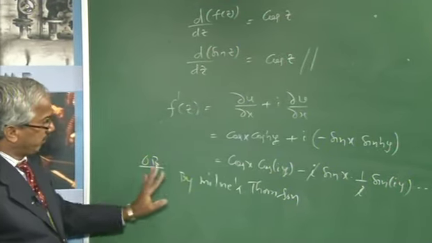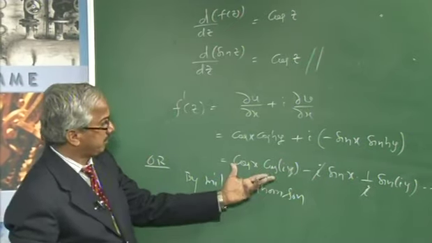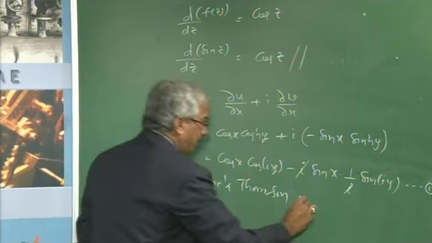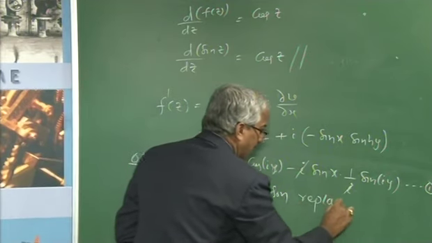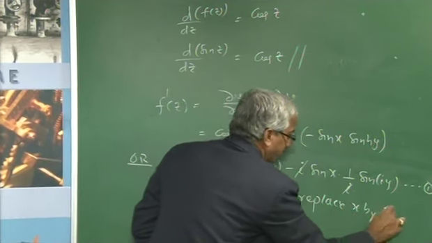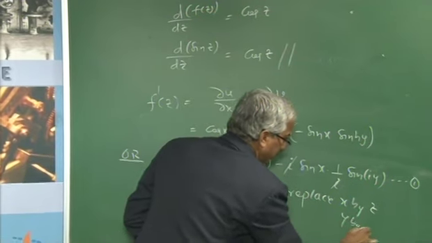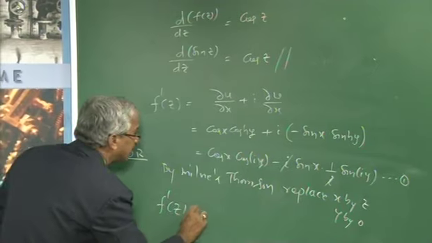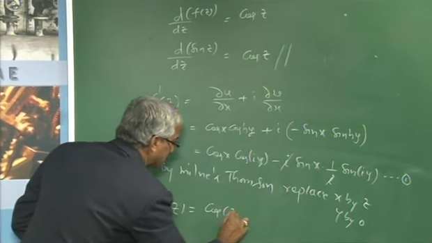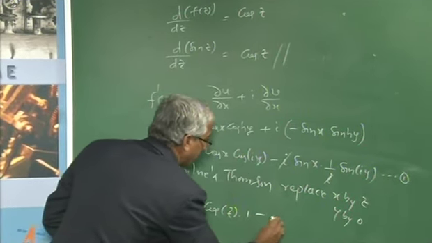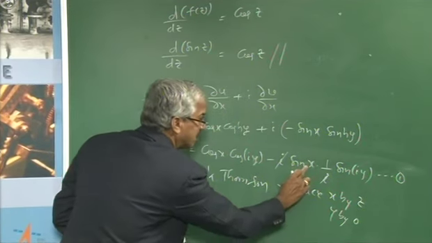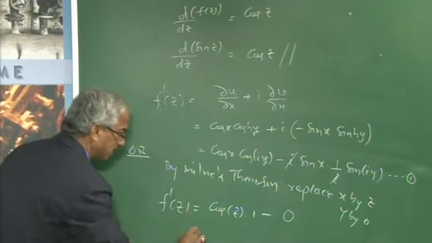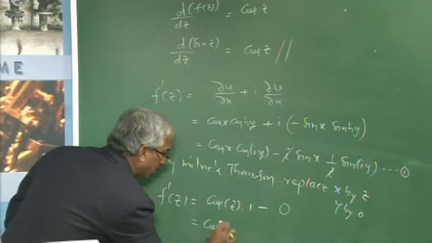And now this can also be obtained because in most cases, if we use this one, very simply we can get that result. Replace x by z and y by 0. If I replace this, I get f dash z is equal to cos z into 1 minus 0. Sin z into sin 0 is 0, therefore both are 0. That also gives cos z.